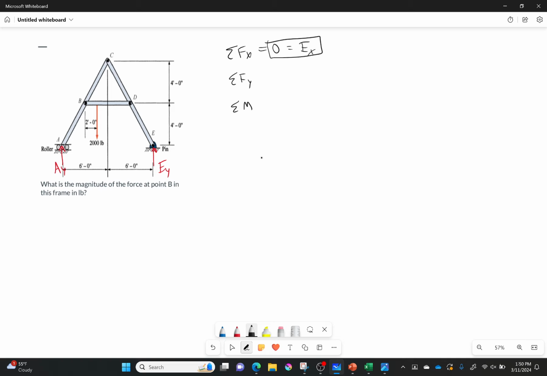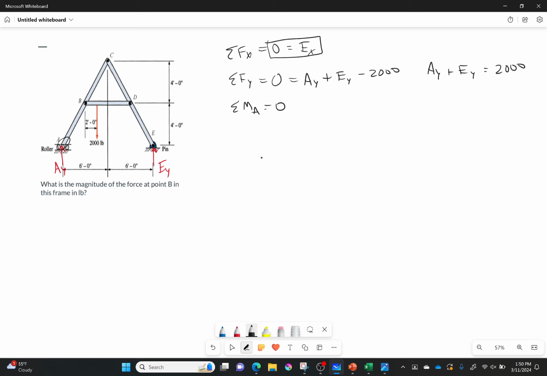Now let's do the sum of the forces in the Y direction. That's also equal to 0. It's equal to all the stuff going up first, which is AY and EY, and then all the stuff going down, which is 2,000. So what I get is that AY plus EY is equal to 2,000. We can't solve that one yet, so let's do some moments. As I always say, pick a point that has unknowns. So I'm going to do it around point A. I could have done it around point E. That would have worked out just fine.